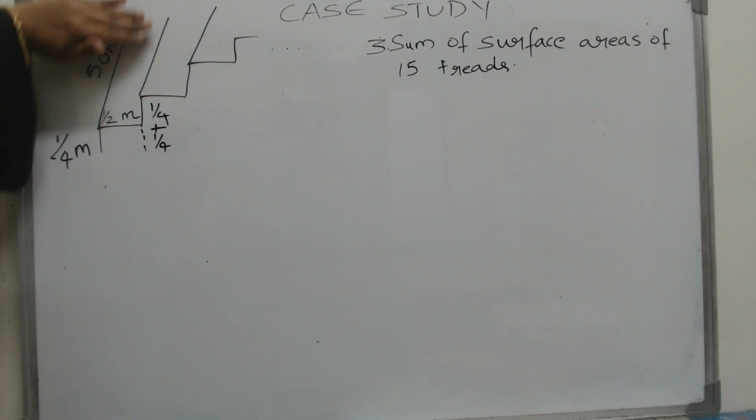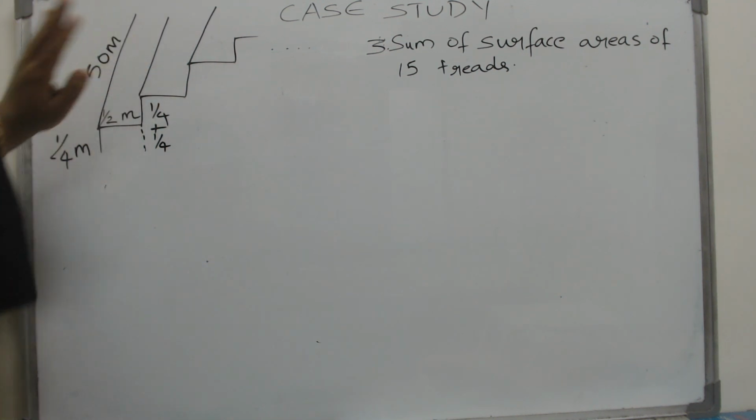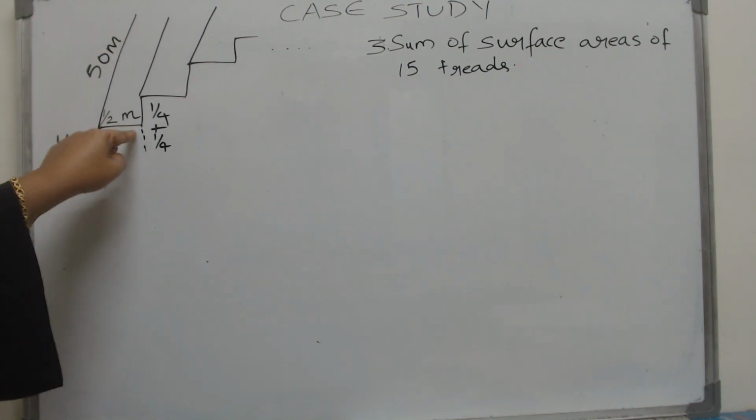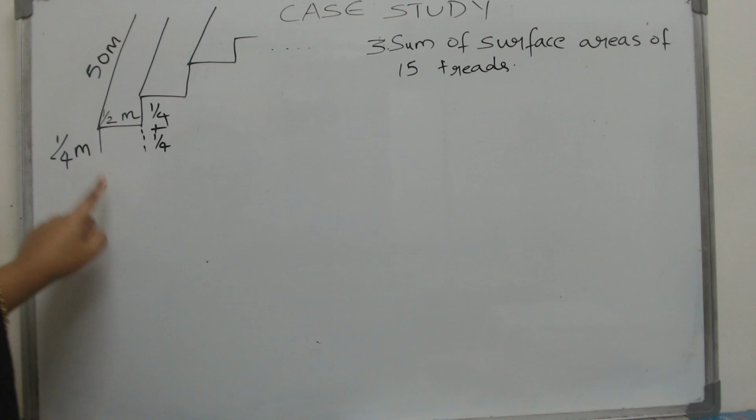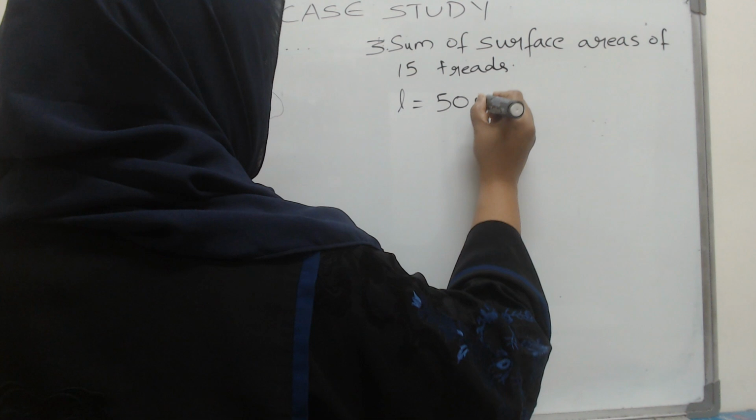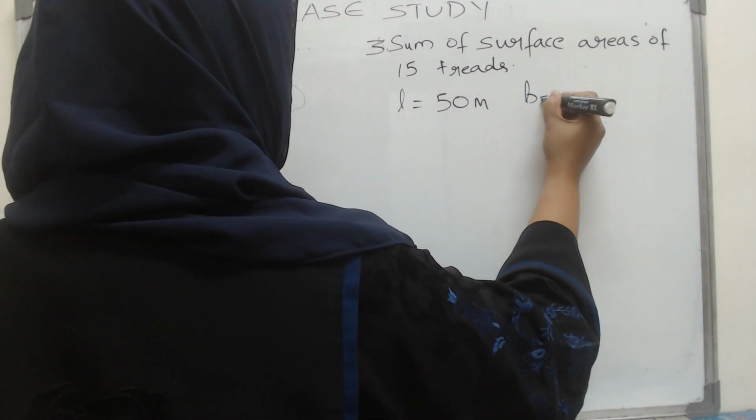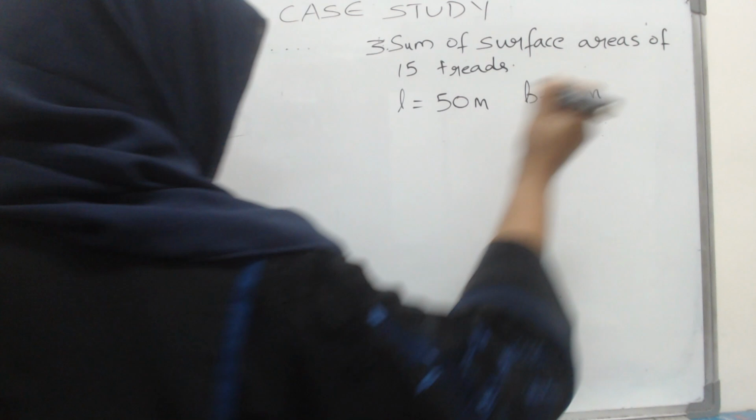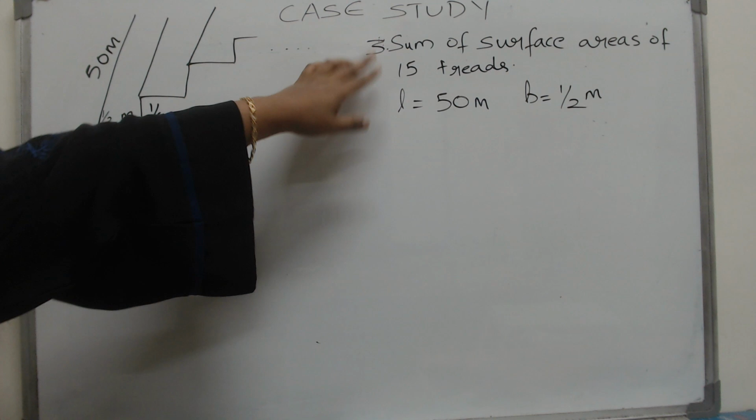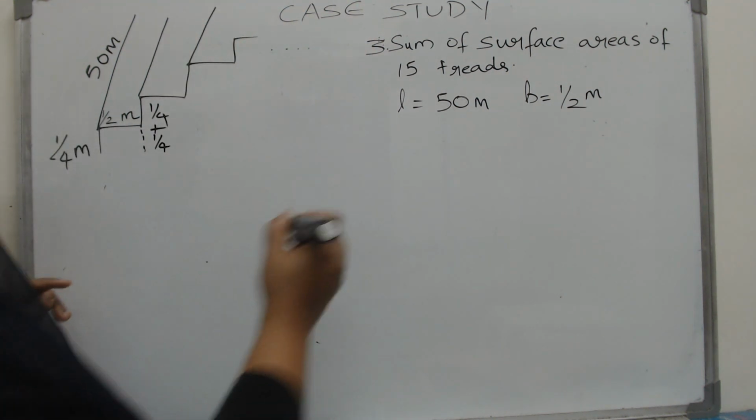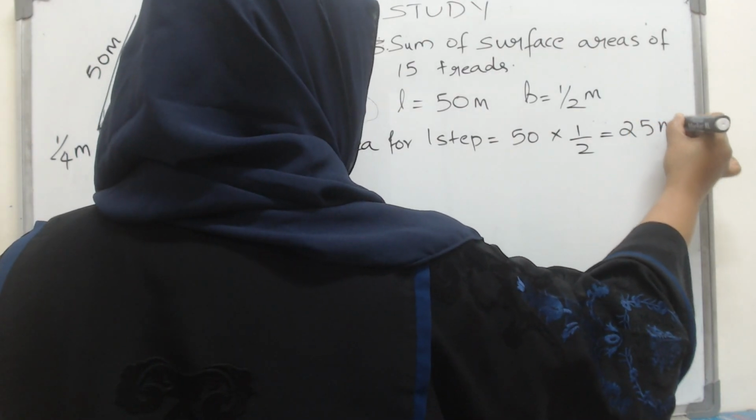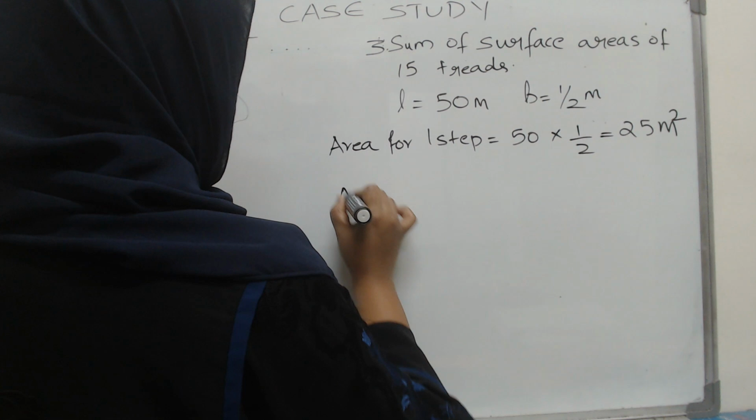Now next we have to find the sum of the surface area of the 15 treads, or in other words the place where you tread, where you keep your feet on. That means what? We have to worry only about the length and the breadth. We don't have to worry about the height. So surface area means we need to worry only about the length, which is 50 meters, and the breadth, which is what? Half meter. But then that is only for one step, right? We need all the 15 steps. So the area for one step is what? 25 meter square. Do not forget the meter square.